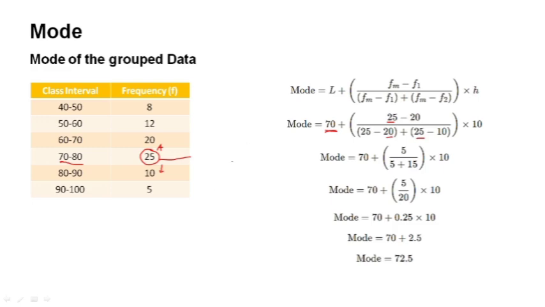H is nothing but L2 minus L1, upper limit minus lower limit of the class, that you have to take. So 80 minus 70, we get 10. So H is equal to 10. Put all these values in this formula and you will get the mode of this.